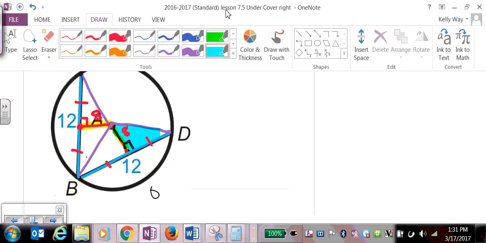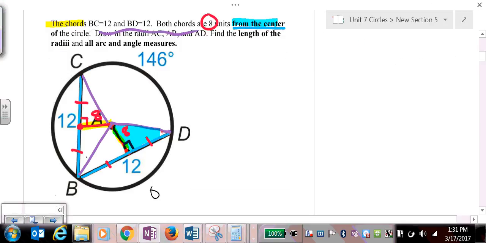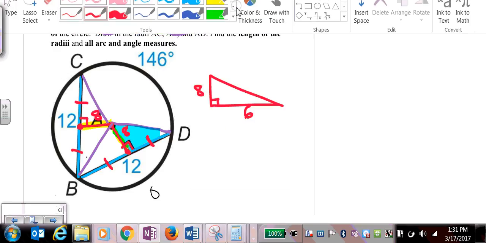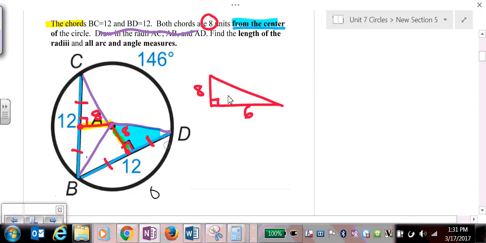Let's pull it out. That's 8. We go like this. If perpendicular, then bisect. That's 6. It's not drawn to scale, obviously. Ready? I'd like you to find the radius, which is the x. Go. Pythagorean theorem. If you have 2 sides, you need a third side.